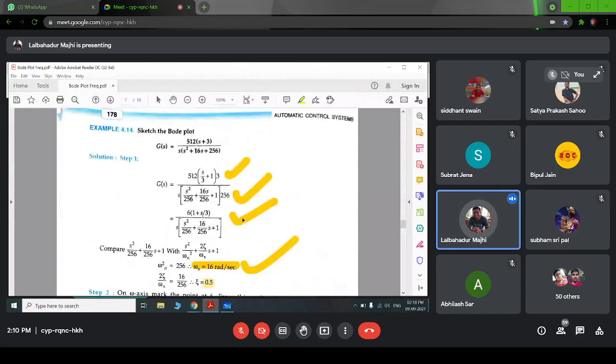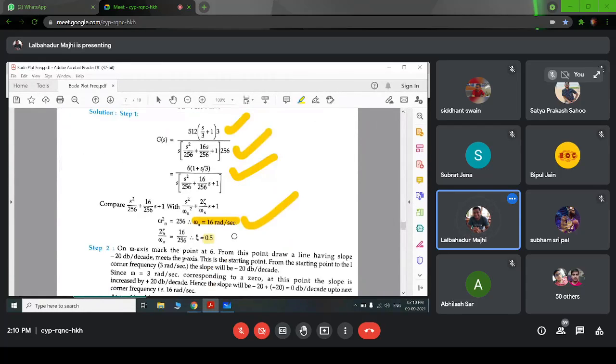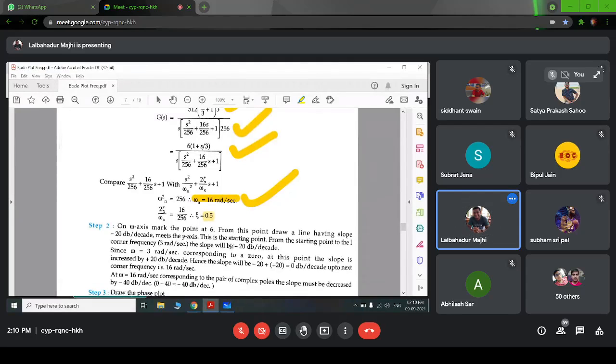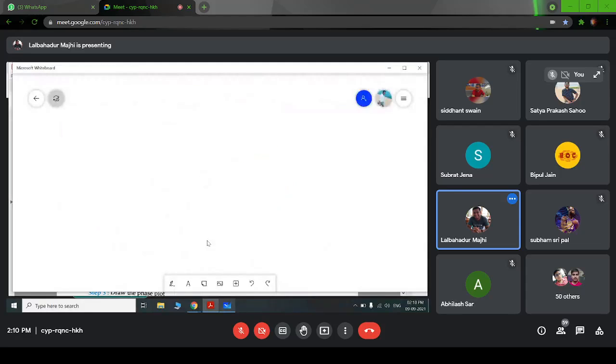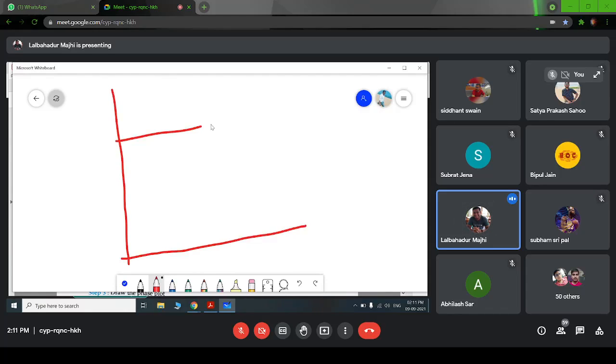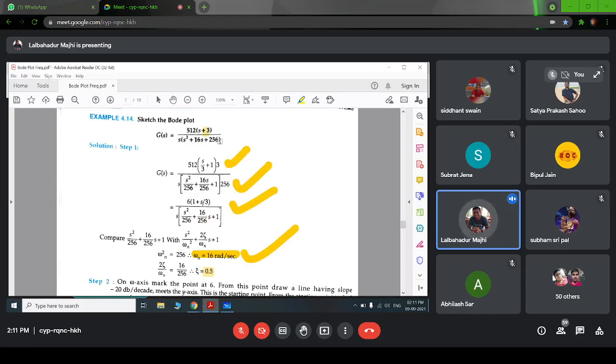So now we have two corner frequencies, right? One is 3 and another is 16. At 0 dB, the phase is minus 180. We can see this is a type 1 system, so we have to mark omega equal to k.